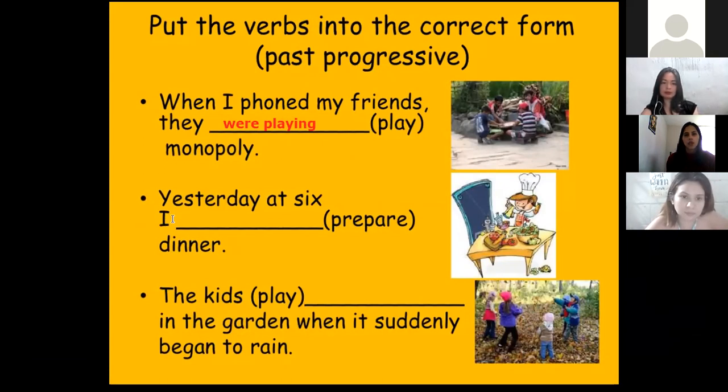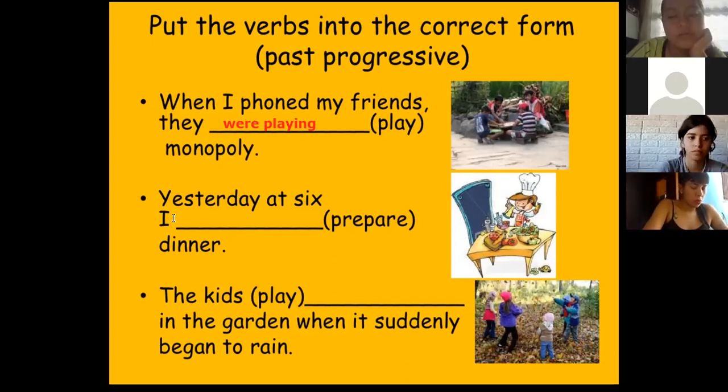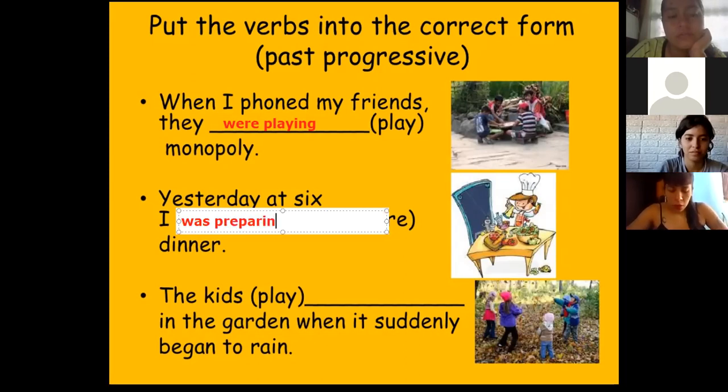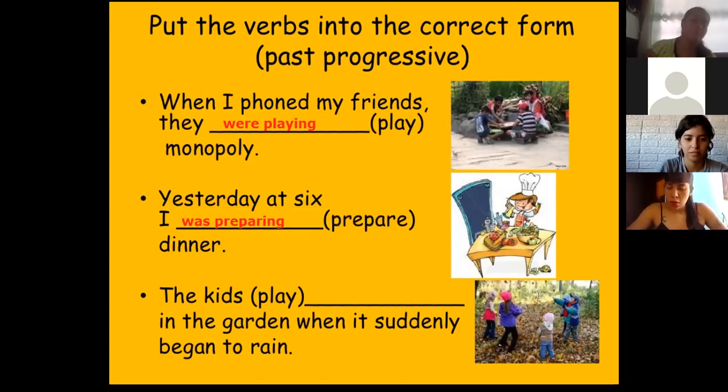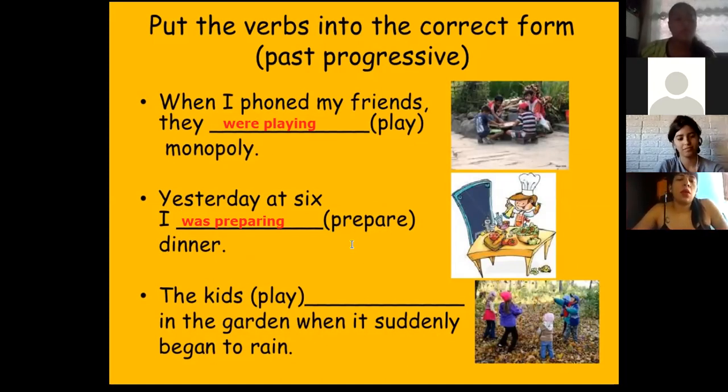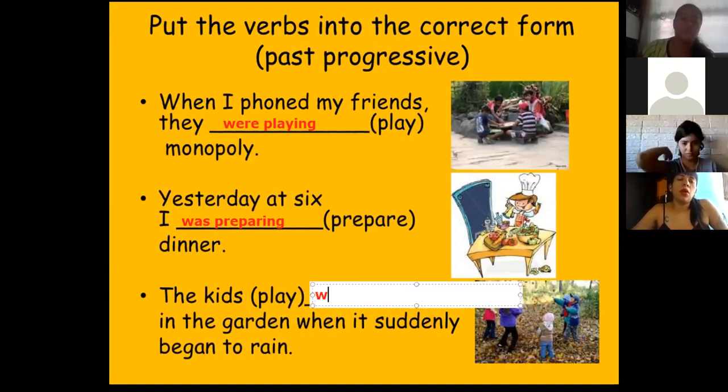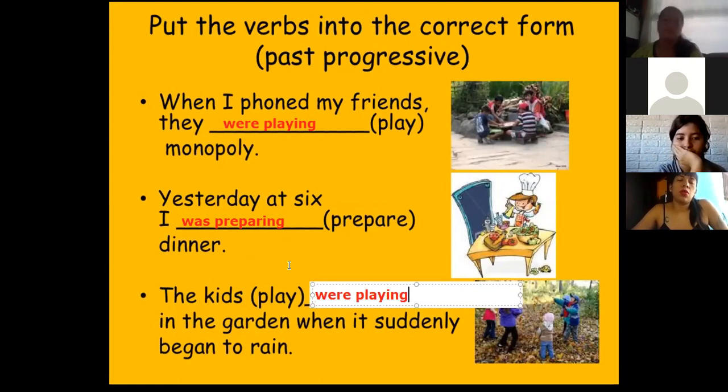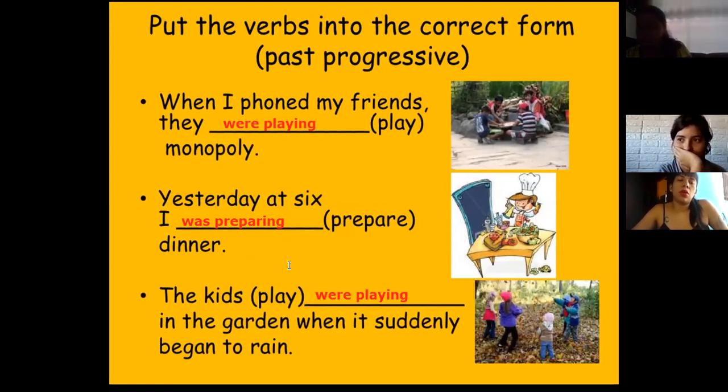Okay, what about number 2? What's the answer, everybody? Yesterday at 6, I was preparing dinner. Excellent. Very good. I was preparing dinner. What about the next one? The kids were playing in the garden when it suddenly began to rain. Very good. So which is the action in progress? The kids were playing. All right, very good. Excellent.